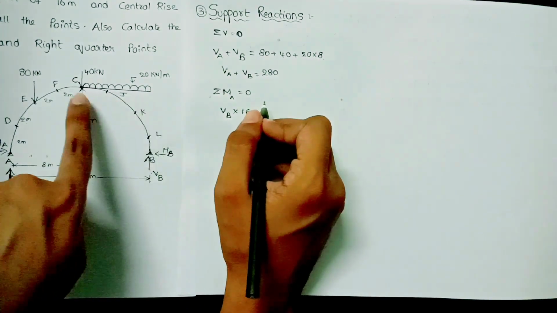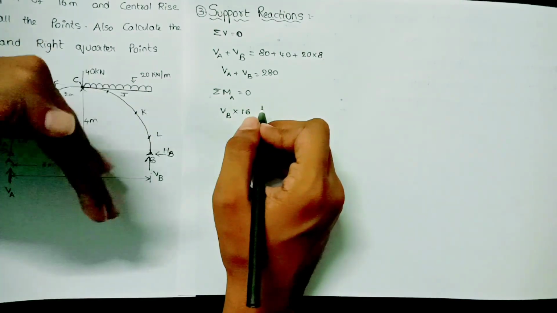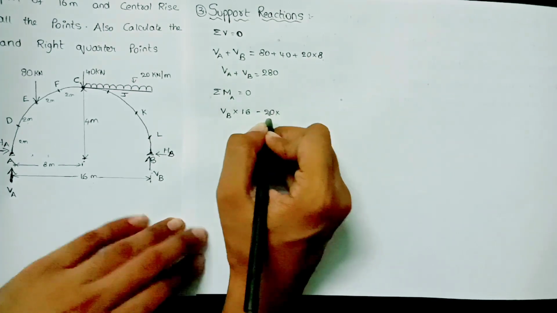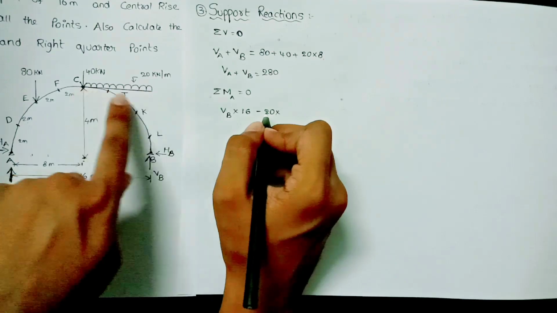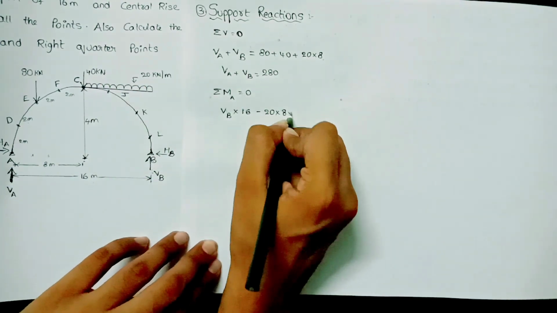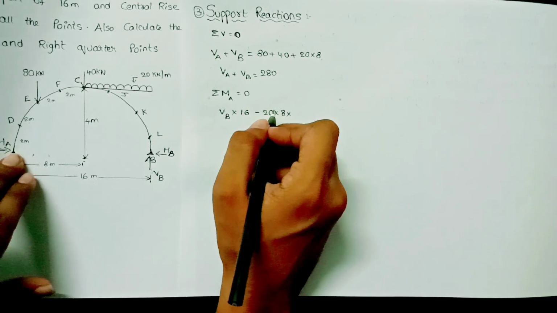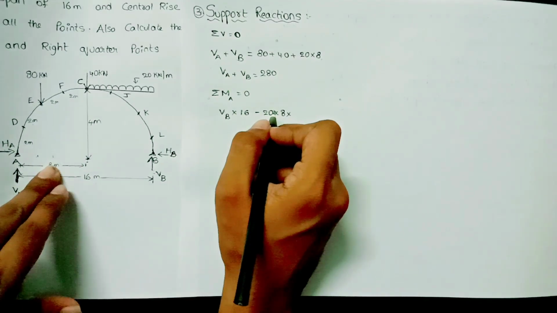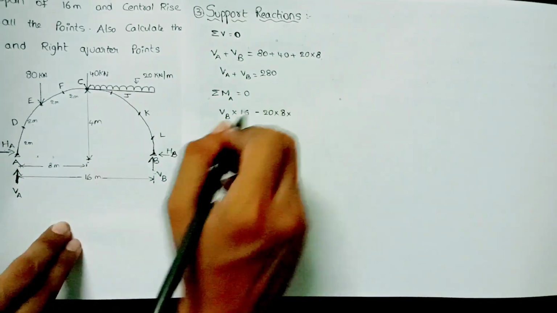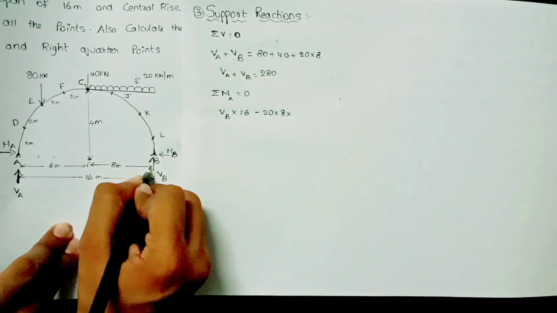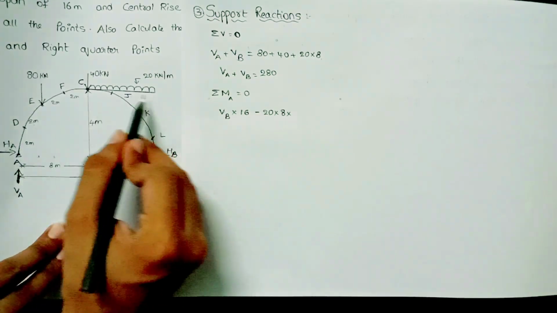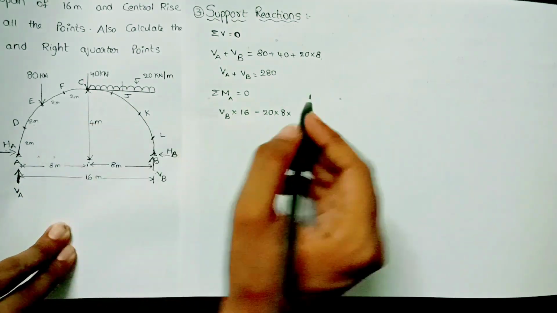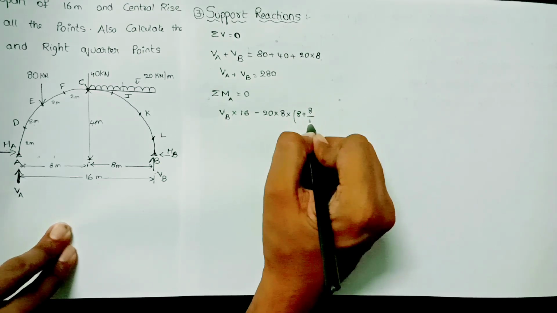Now this load intensity is moving the arch in downward direction. It is hogging moment, so negative, minus 20 into the total span upon which it is acting, 8, into the distance to the center of UDL. That means 8 plus 8 by 2. This half span is 8 meters, plus this UDL span by 2. So 8 plus 8 by 2.